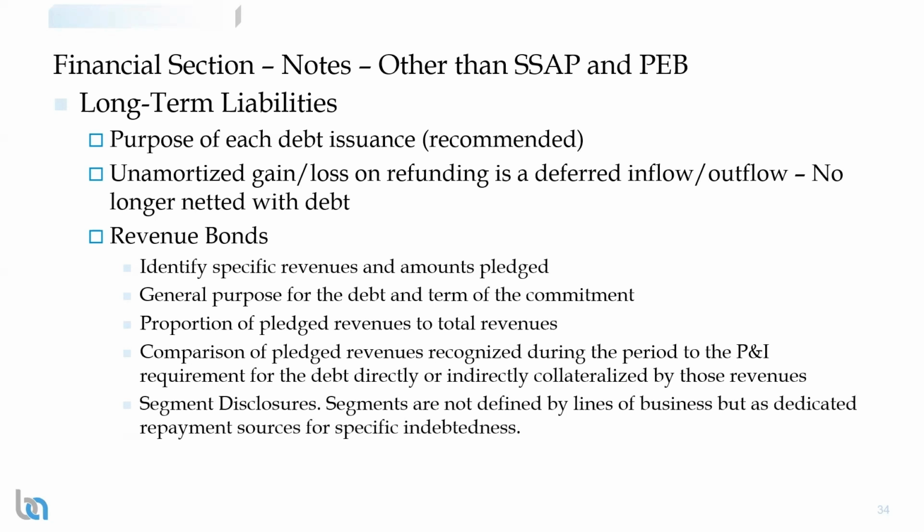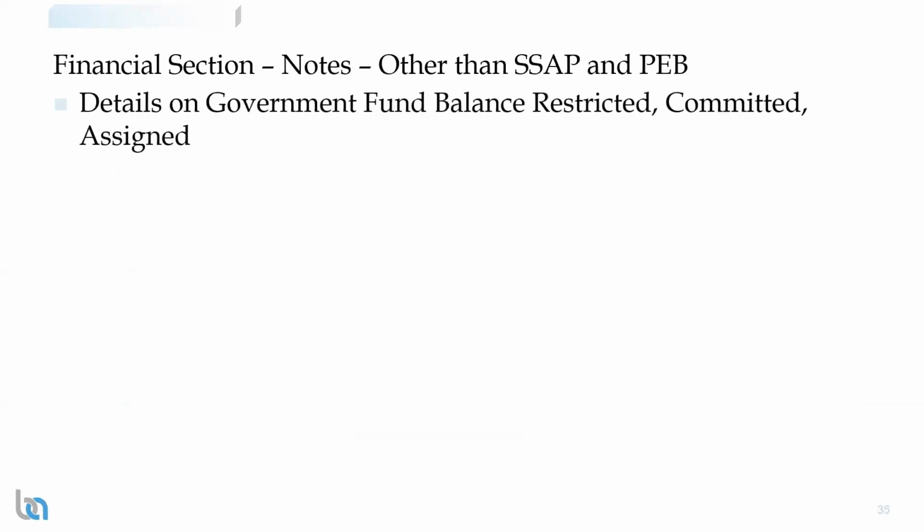Segment disclosures. So this is when you have a revenue bond, especially if this information is not in a major fund. If you have an enterprise activity that has this debt and it's reported as part of your non-major enterprise funds, then you would need to include additional disclosures here, such as summarized income statement information and so forth for that fund. Okay.